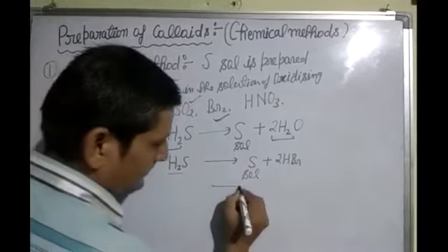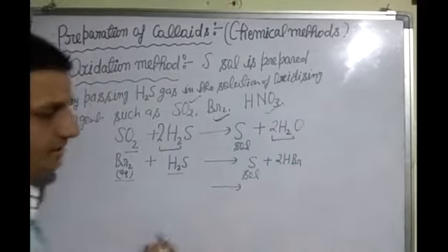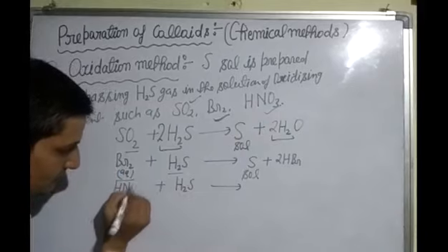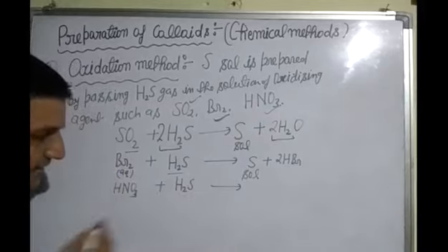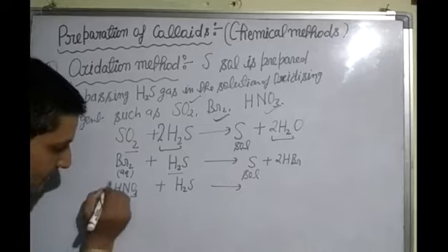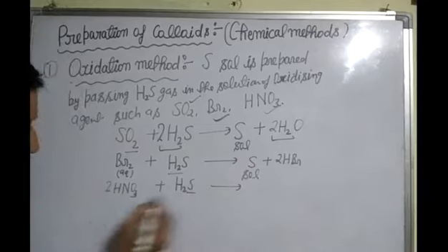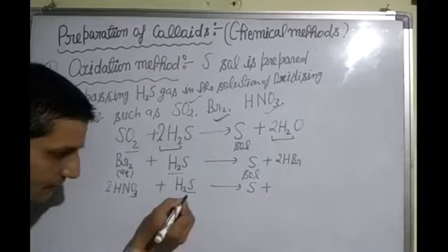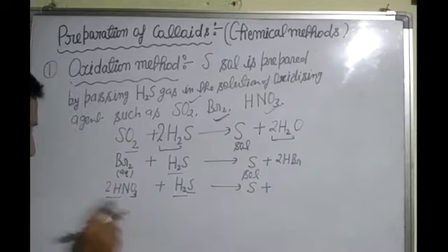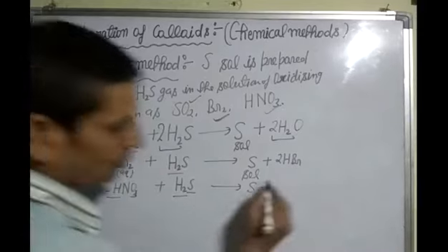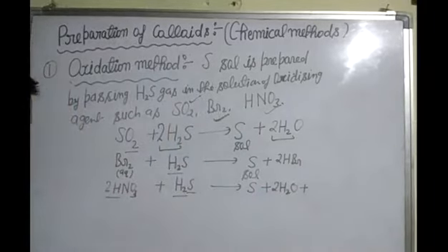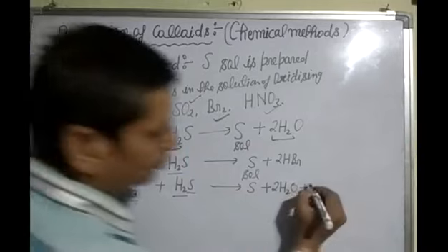Third, now we use this oxidizing agent. Again we pass hydrogen sulfide gas in nitric acid. When we pass hydrogen sulfide gas in nitric acid, we again get sulfur sol. Number of hydrogen: 2 plus 2 is 4, and half of 4 is 2, so water is 2H2O. After this we get 2NO2, nitrogen dioxide.